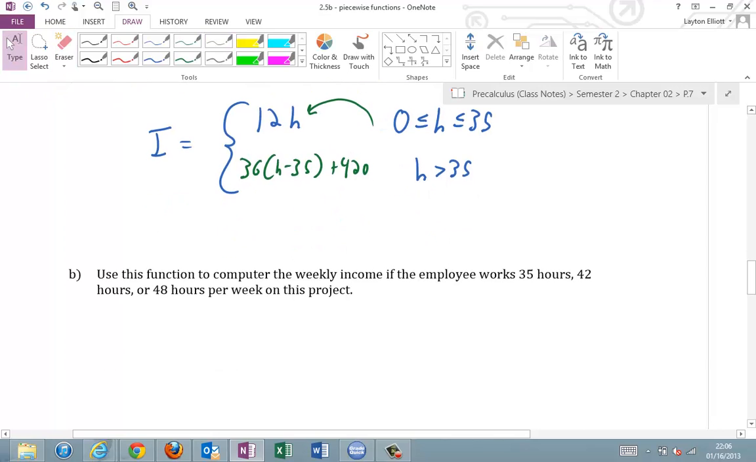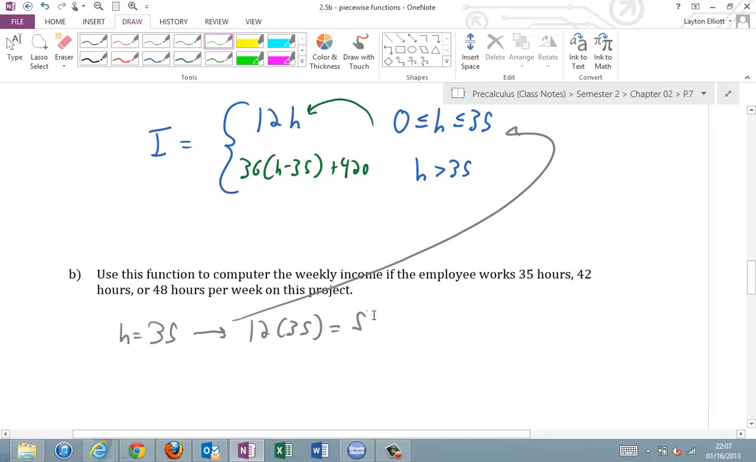So use this function to compute the weekly income if the employee works 35 hours. So let's do this. 35 hours. h equals 35 means that we're going to take this, plug it into the top one. 12 times 35 is $420. That makes sense.